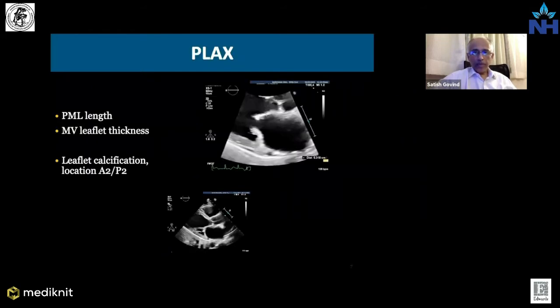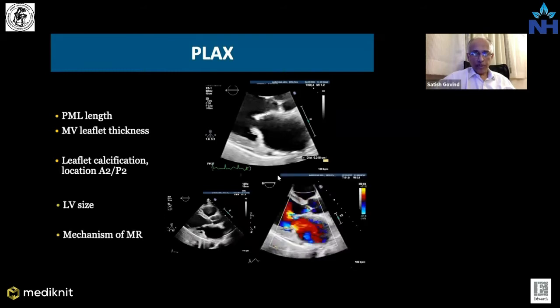So starting with the parasternal long axis, there is the posterior mitral leaflet. So this is the important leaflet here. The length of the leaflet has to be measured. And then again, looking at the leaflet thickness, whether it is myxomatous, whether it is a fibroelastic deficiency, or there's rheumatic etiology. And then the leaflet calcification, whether it is there or not. If it is there, where is the location? Especially the focus is on the A2, P2 area. That is where the clip is going to be. So a lot of focus should be there.